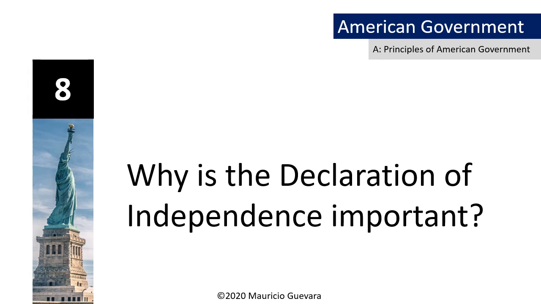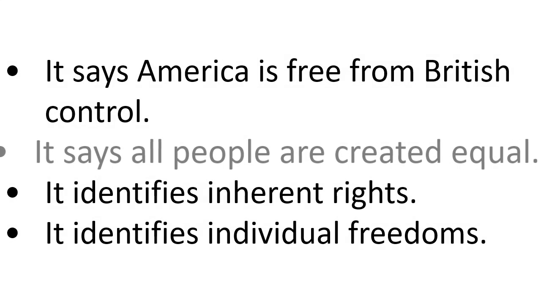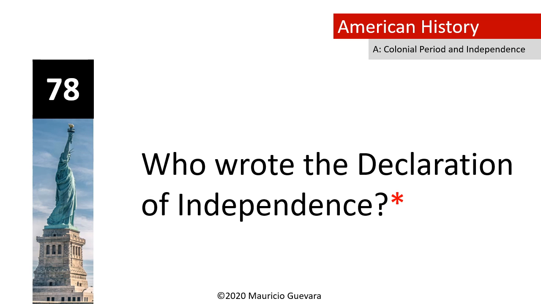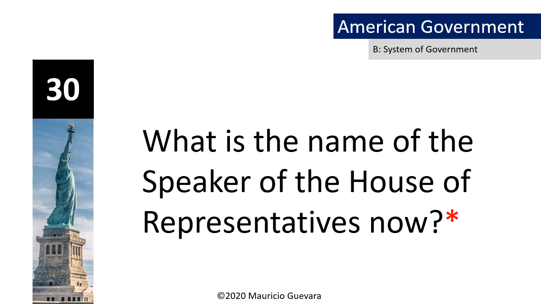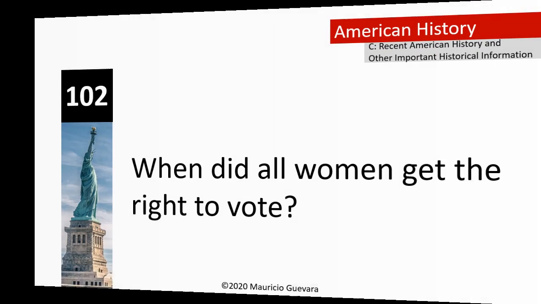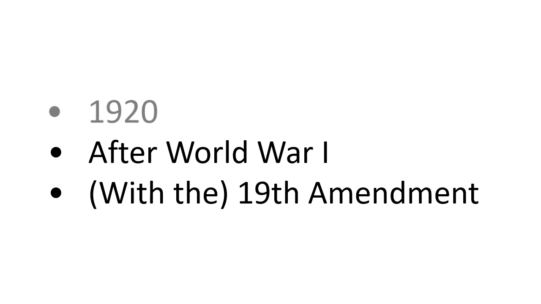Why is the Declaration of Independence important? It says all people are created equal. Who wrote the Declaration of Independence? Thomas Jefferson. What is the name of the Speaker of the House of Representatives now? Nancy Pelosi. When did all women get the right to vote? 1920.